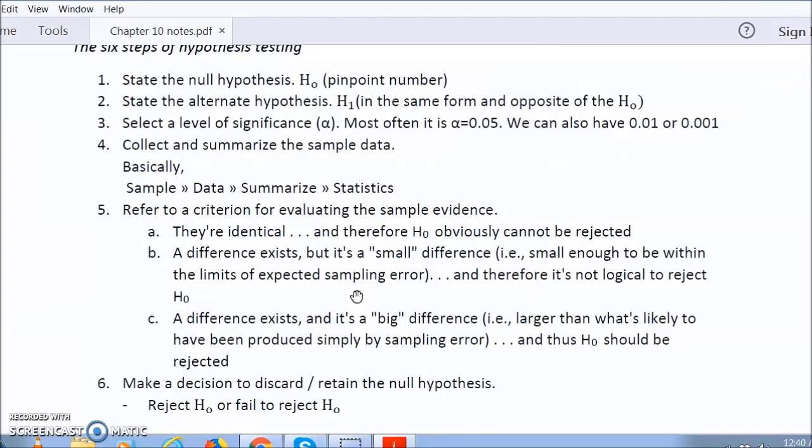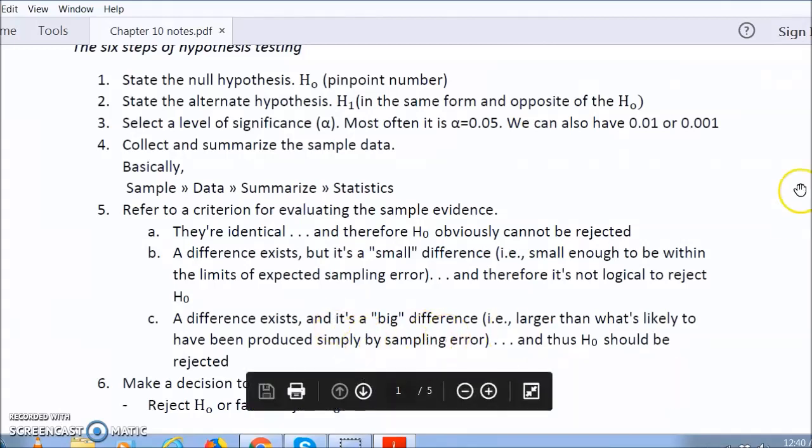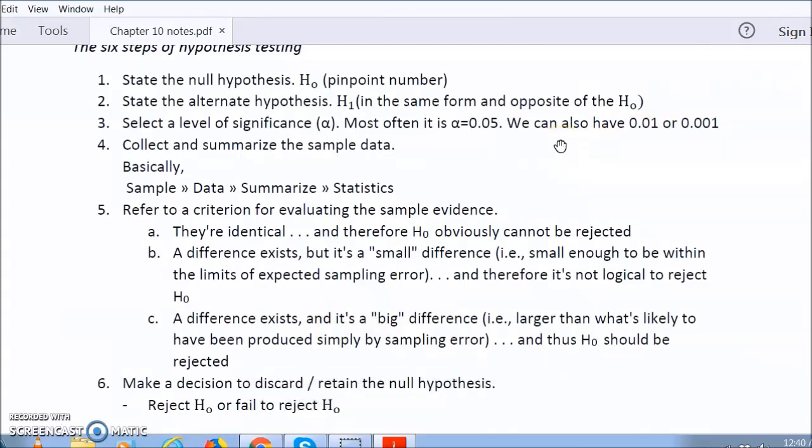But if a difference exists and it is a big difference, that means the p-value that you get is less than 0.05 or less than 0.01, or your F value is greater. Remember how we talked about you can have either the F value or the T value or the P value. Whichever one you use, it doesn't make a difference. You will get the same result.